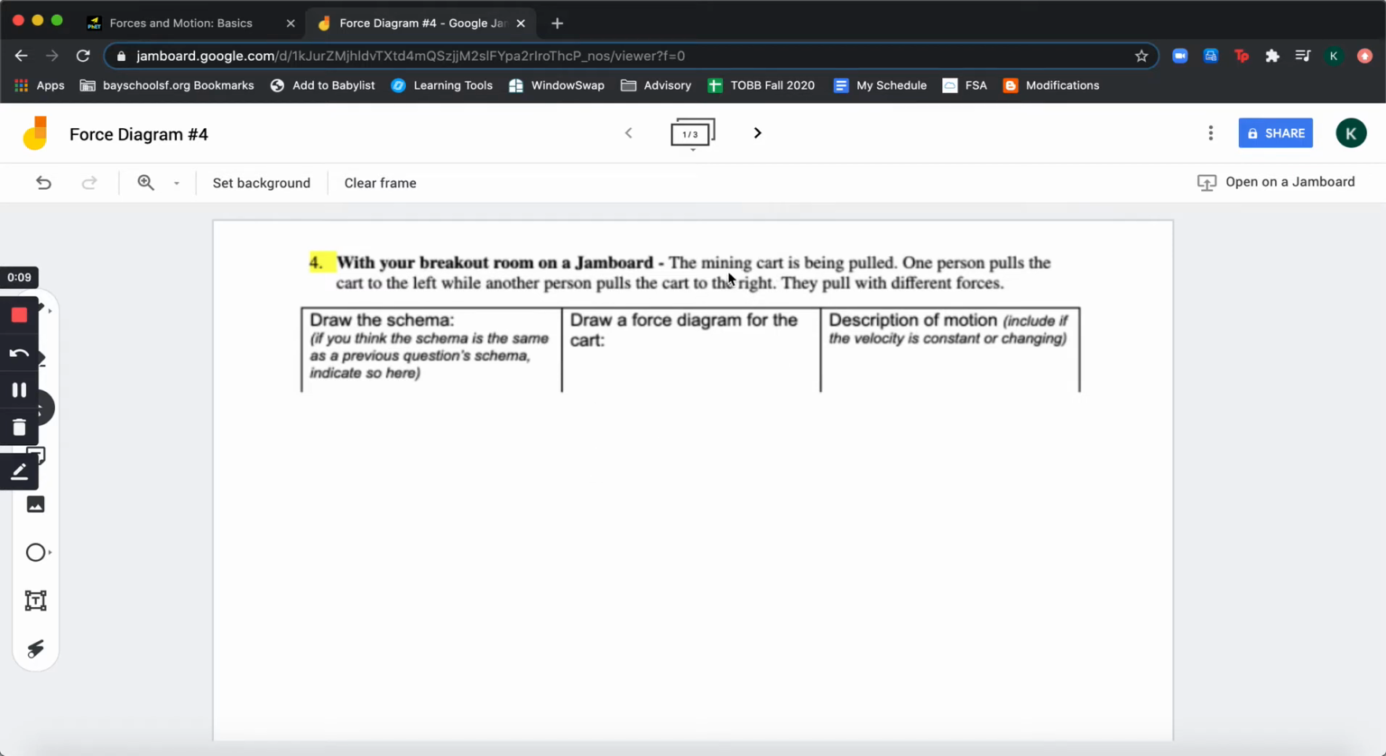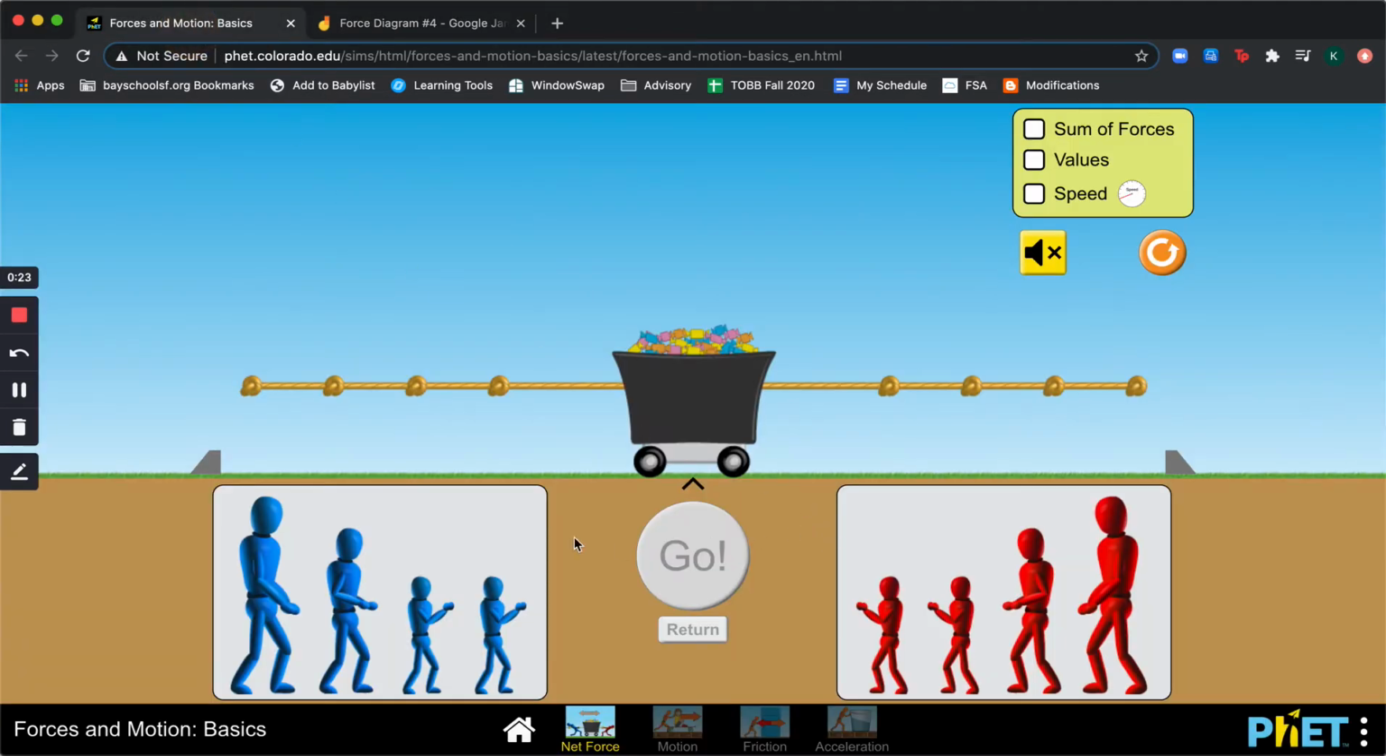Question number 4 reads, the mining cart is being pulled. One person pulls the cart to the left, while another person pulls the cart to the right. They pull with different forces. Okay, so we go to our simulation. One person pulls to the left, one to the right with different forces.